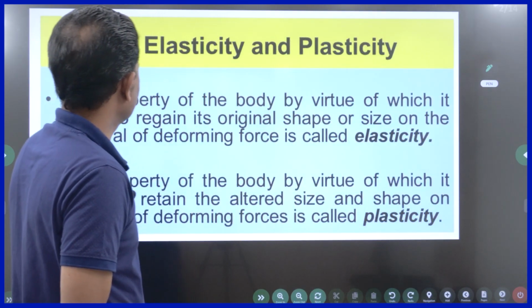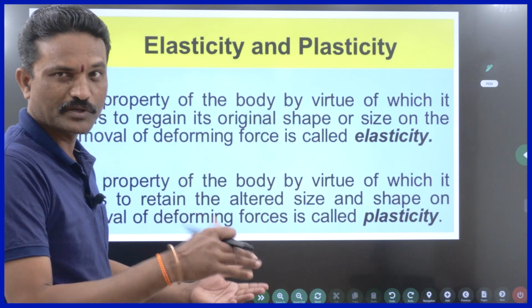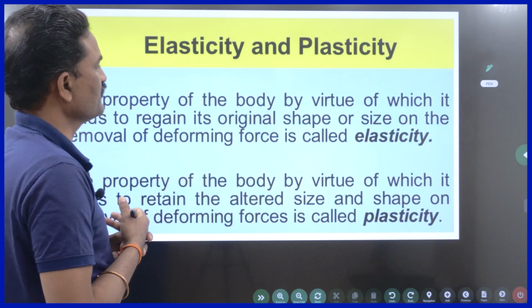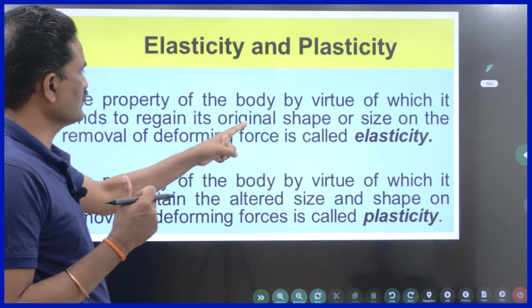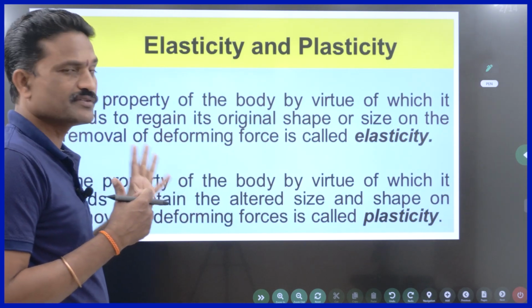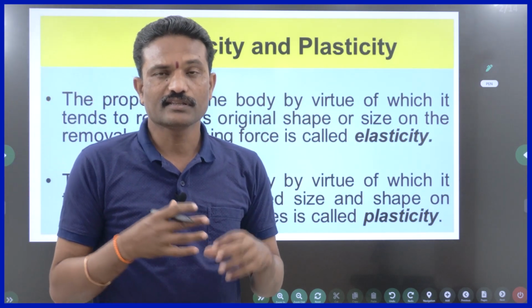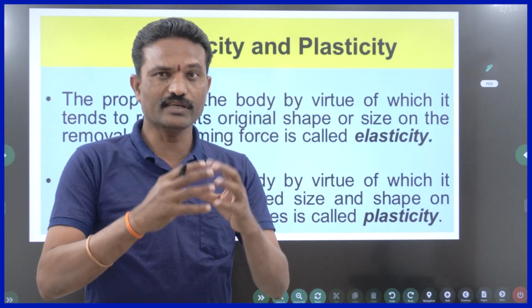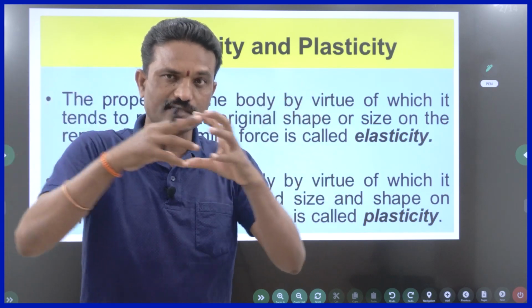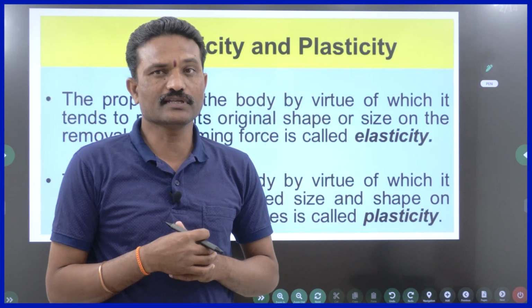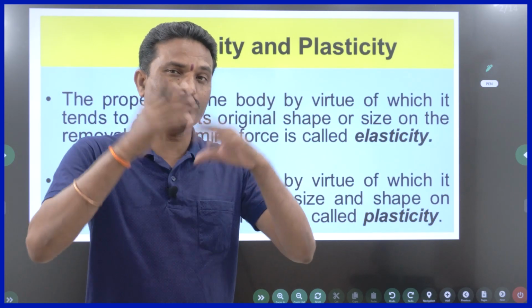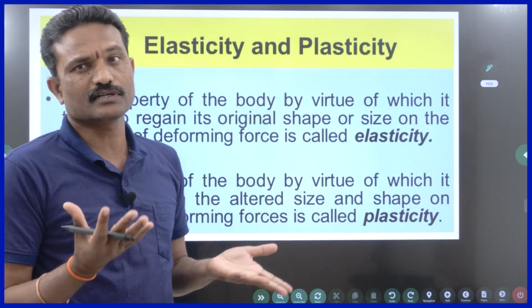So how do you define elasticity? No need to remember all these things, but we are supposed to know. The property of the body by virtue of which it tends to regain its original shape and size on the removal of deforming forces is called elasticity. The ability of the object to regain its original shape and size after the removal of external force. Is this clear? That is called elasticity. The inability of the object to regain its original shape and size is called plasticity.